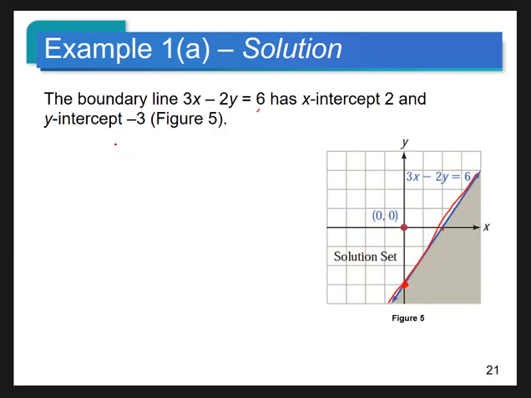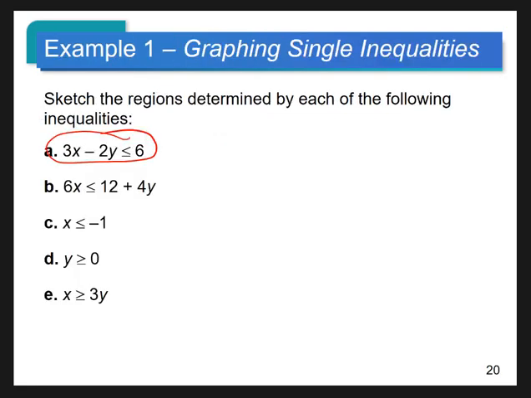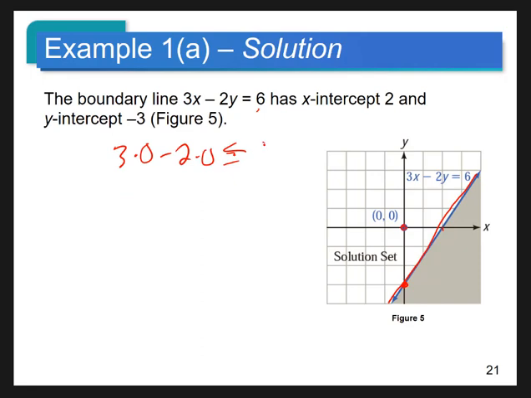I test 0, 0. 3 times 0 minus 2 times 0. Is that less than or equal to 6? Well, yes, it is. 0 is less than or equal to 6. So this is where the solutions are, so we black out that option.